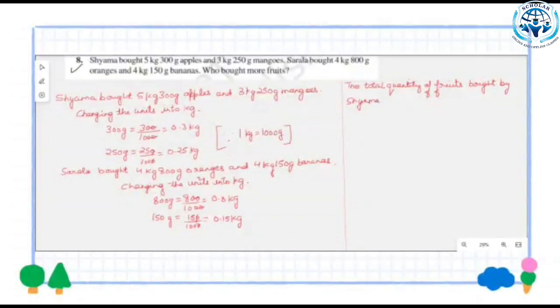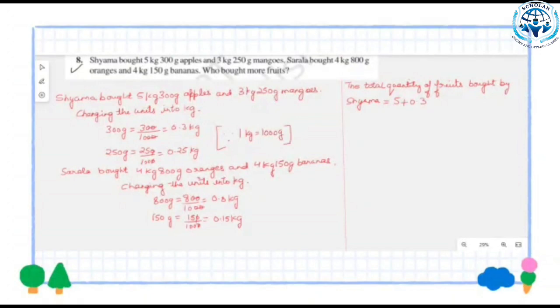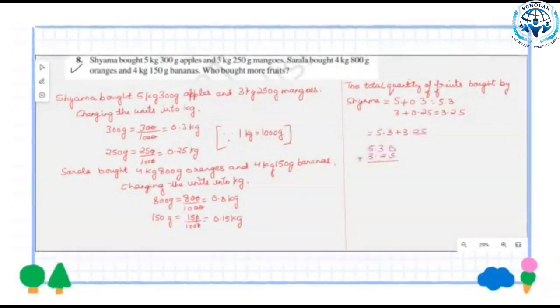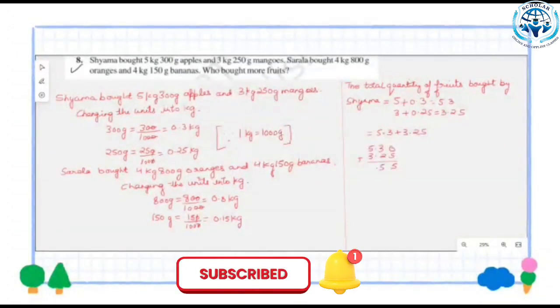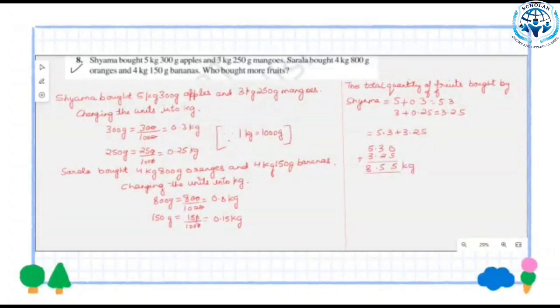Now we will calculate the total quantity of fruits bought by Shyama. 5 plus 0.3, 5.3 kilogram apples. 3 plus 0.25, 3.25 kilogram of mangoes. Total quantity of fruits 5.3 plus 3.25. It is equal to 8.55 kilogram.